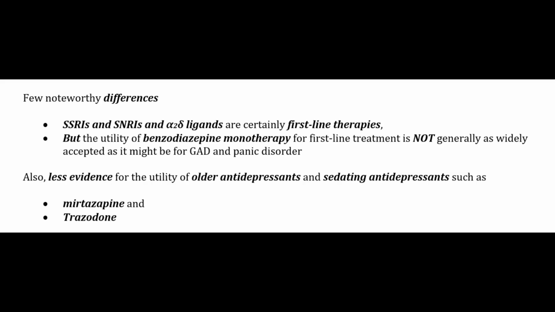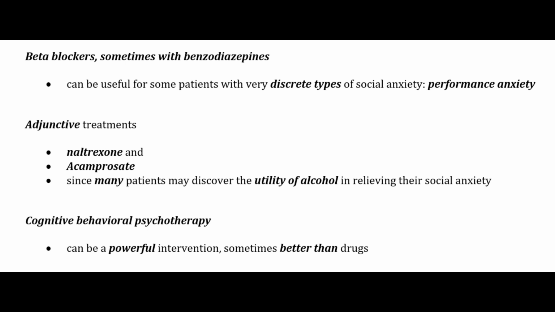Social anxiety disorder. SSRIs, SNRIs, and alpha-2 ligands are certainly first-line therapies, but the utility of benzodiazepine monotherapy for first line is not generally as widely accepted as might be for GAD or panic disorders. A few noteworthy differences from other anxiety disorders: there is less evidence for utility of older antidepressants and sedating antidepressants such as mirtazapine and trazodone. Beta blockers, sometimes with benzodiazepines, can be useful for some patients with a very discrete type of social anxiety, that is, performance anxiety. Adjunctive treatments can also be naltrexone and acamprosate, since many patients may discover the utility of alcohol in relieving their social anxiety. And CBT can be a powerful intervention, sometimes even better than drugs.